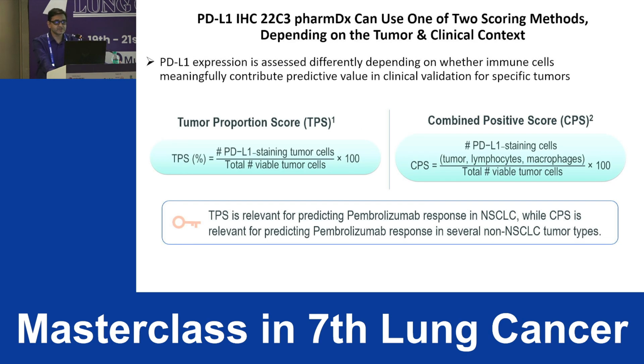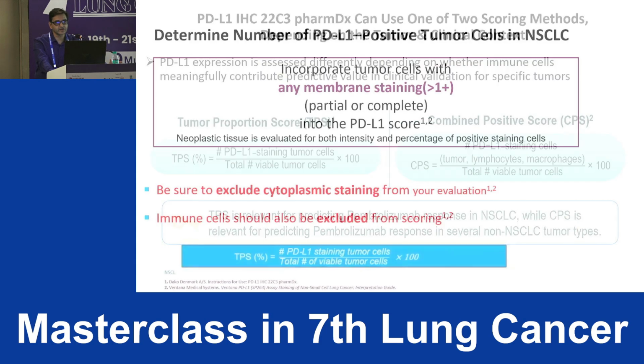As I mentioned, there are two types of scores, TPS and CPS. In the lung, we don't use CPS, but at other sites, the majority of sites, you will see CPS being used for PD-L1. So what is the difference between these two? In TPS, we evaluate PD-L1 expression only in the tumor cells, while in CPS the other immune cells, including lymphocytes and macrophages, are taken into account.